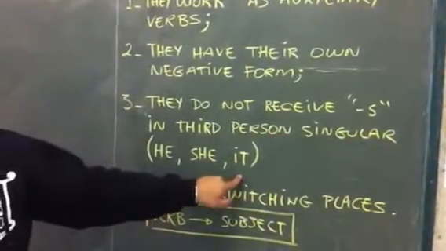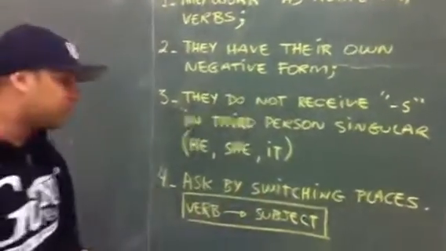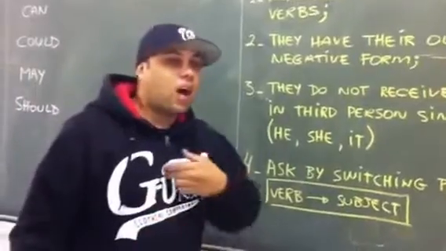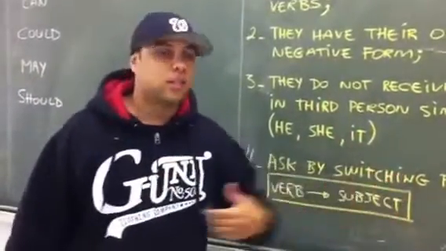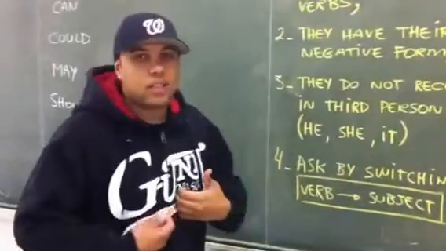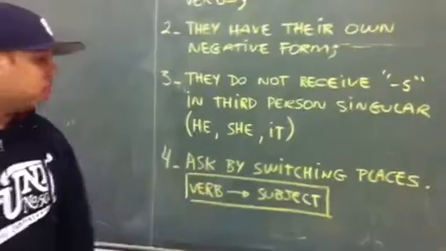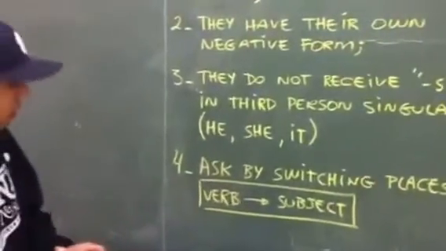He, she, it. Because according to the other verbs, in the present, you have to put the S, right? For example, if you say, I walk and she walks. I talk and she talks. I speak English and she speaks English. But for the modal verbs, you do not need to put the S.